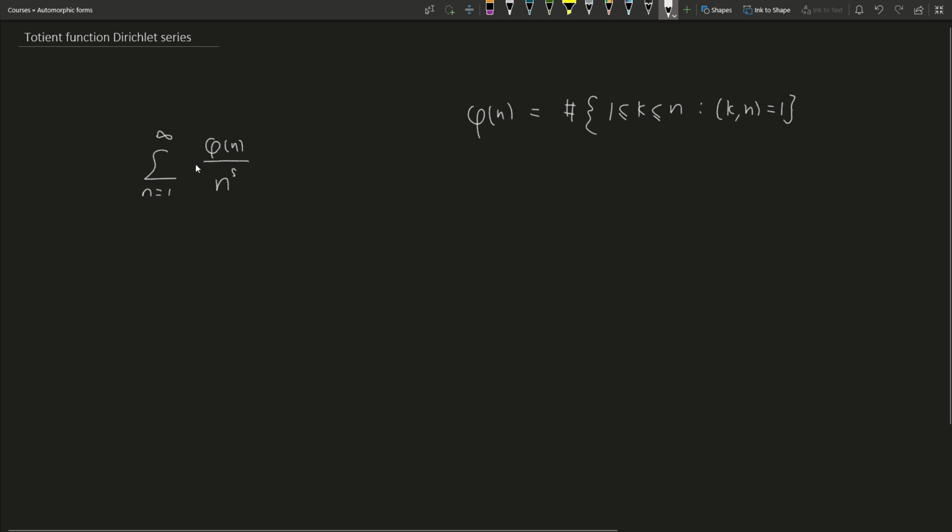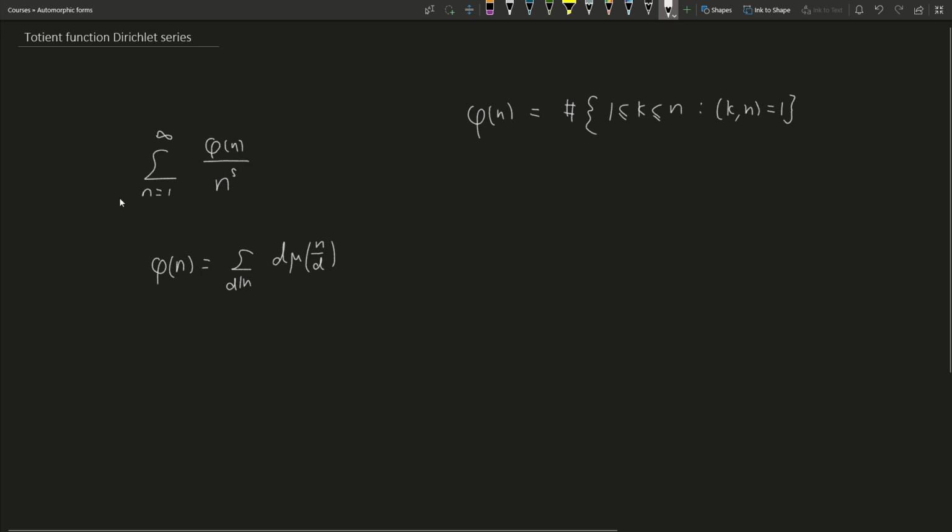Now, one way you can evaluate this Dirichlet series is by knowing this identity: phi of n is equal to the sum over d dividing n of d times the Mobius function of n over d.